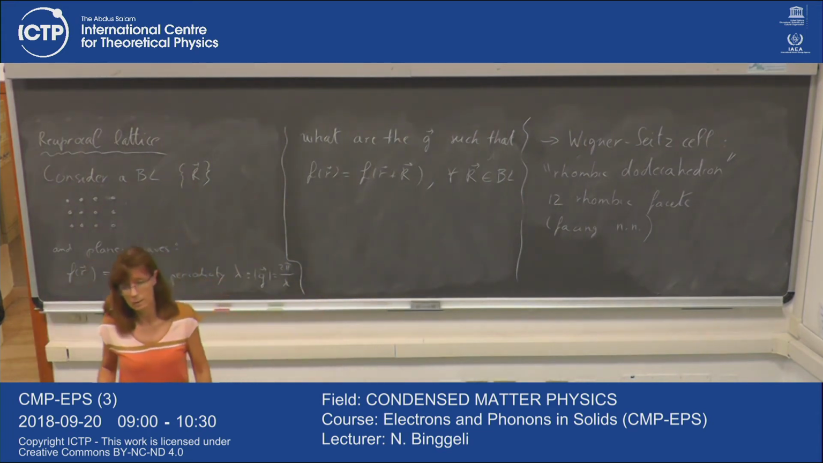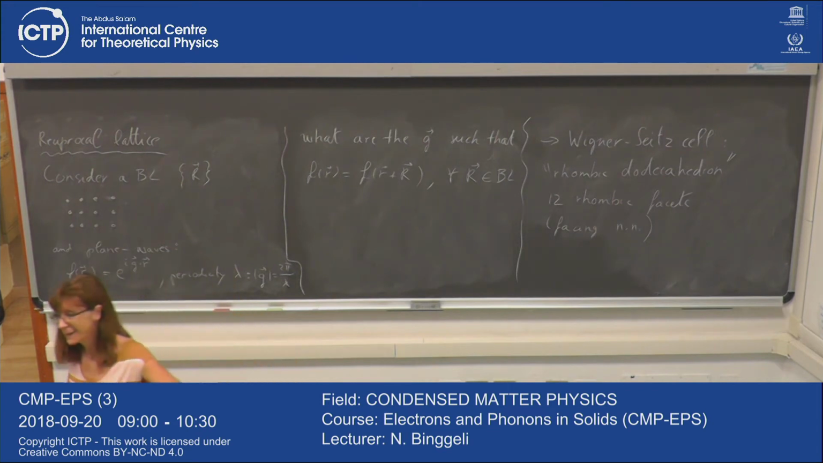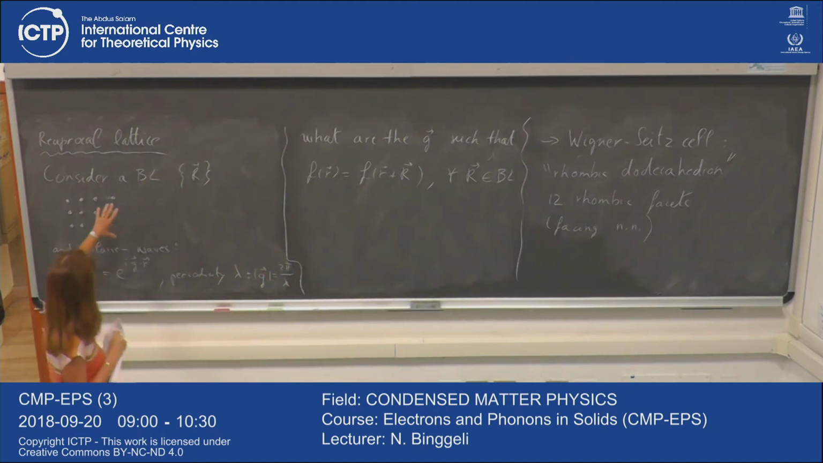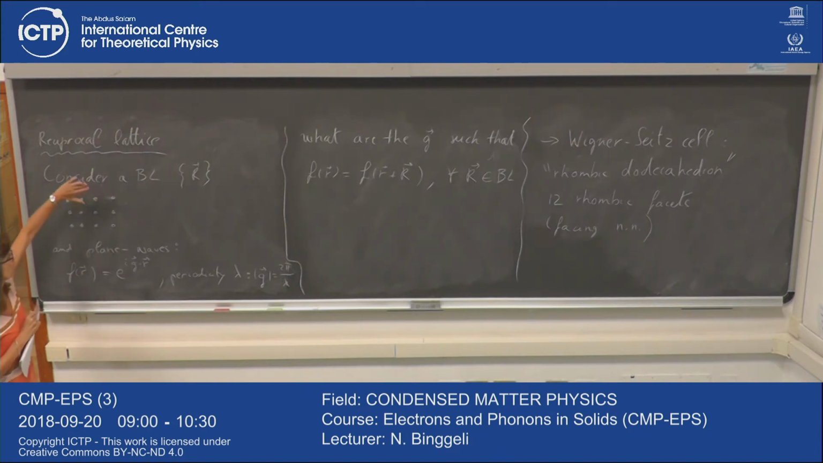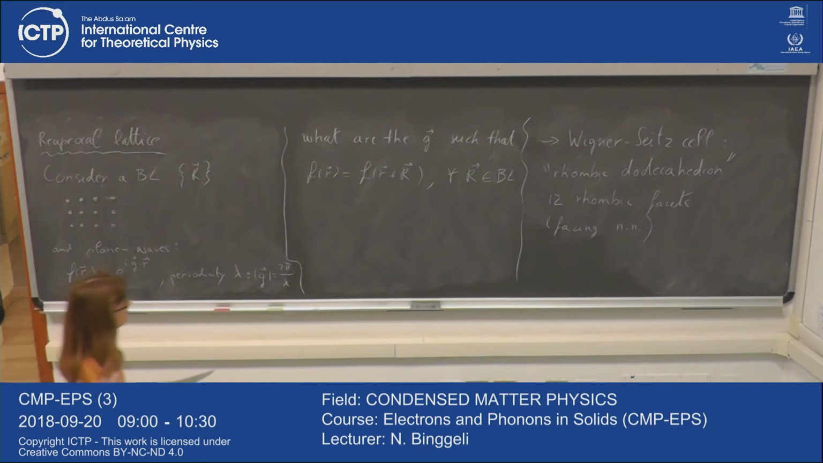So here I'm considering the translation. I'm translating my plane wave, and I obtain the same value, and I'm asking that this is valid for all R vectors of my Bravais lattice. So I have plane waves, and I'm asking what are the G that give a plane wave that has the full periodicity of the Bravais lattice. Okay, so this is a mathematical question.